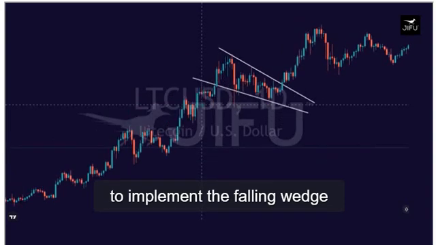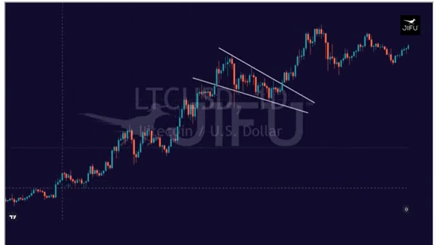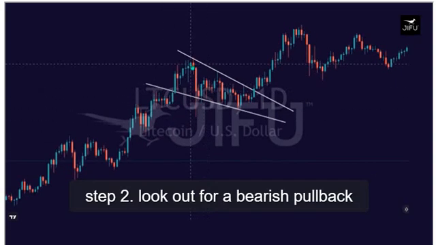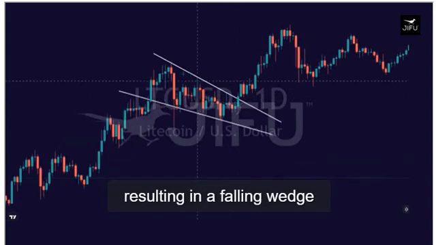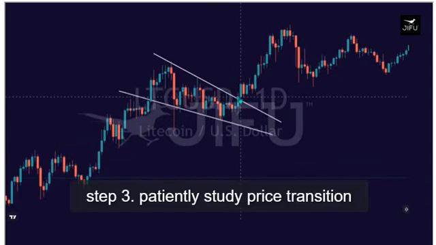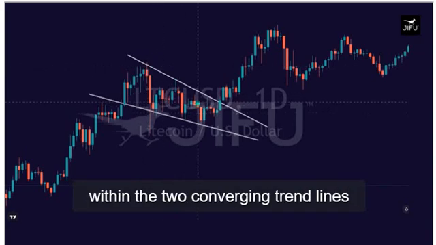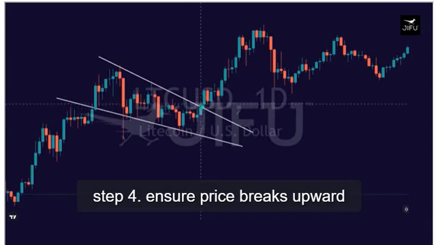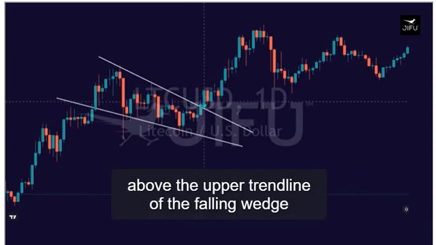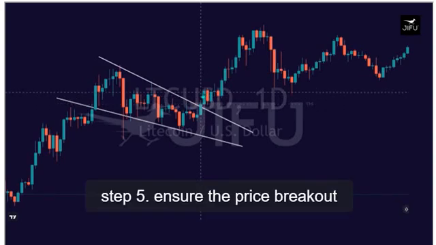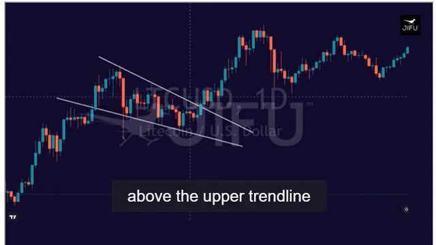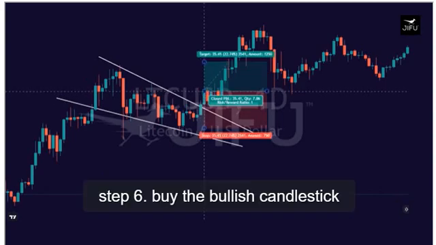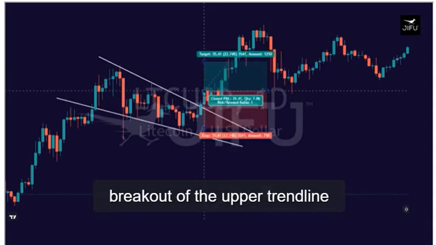To implement the falling wedge for the continuation of a bullish trend, Step 1. Look out for a strong bullish trend. Step 2. Look out for a bearish pullback resulting in a falling wedge. Step 3. Patiently study price transition within the two converging trend lines. Step 4. Ensure price breaks upward above the upper trend line of the falling wedge. Step 5. Ensure the price breakout above the upper trend line is a strong bullish candlestick. Step 6. Buy the bullish candlestick breakout of the upper trend line.